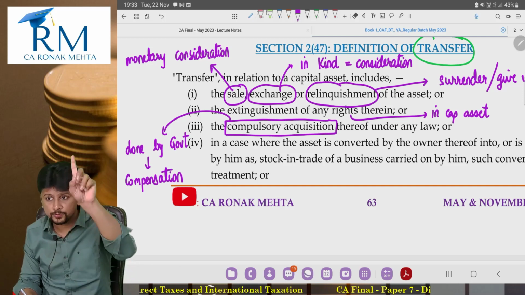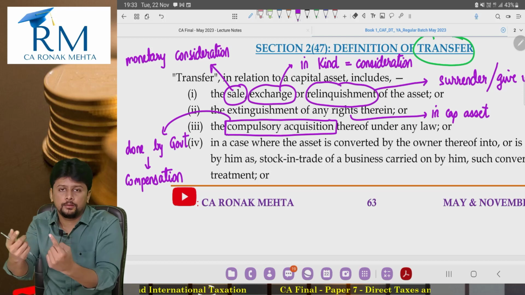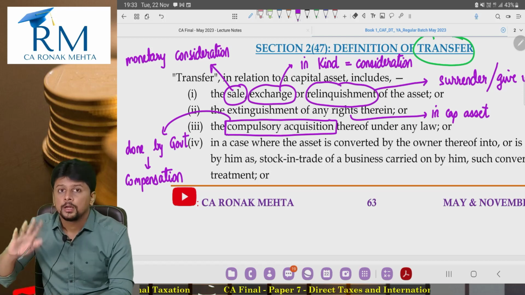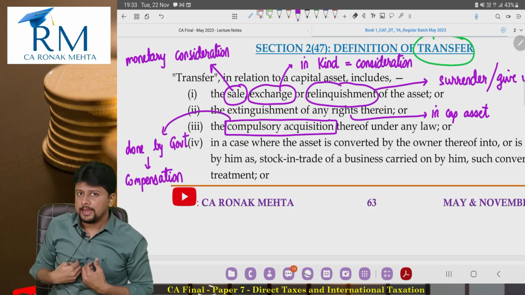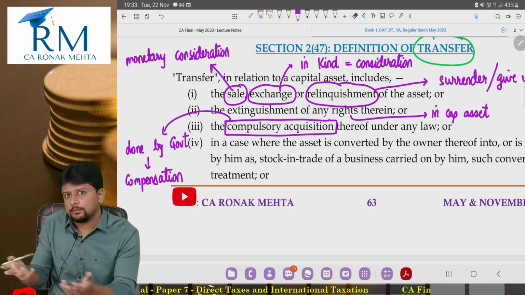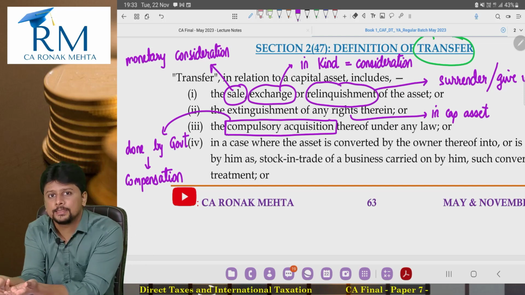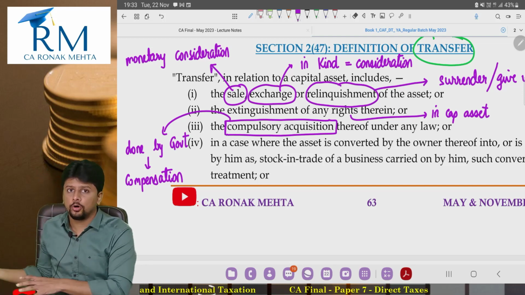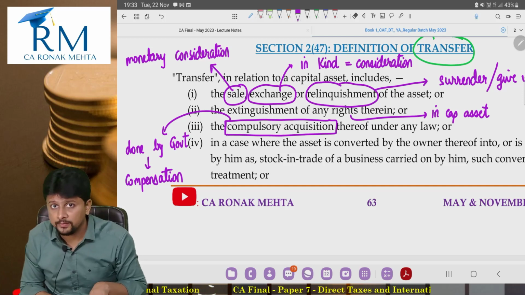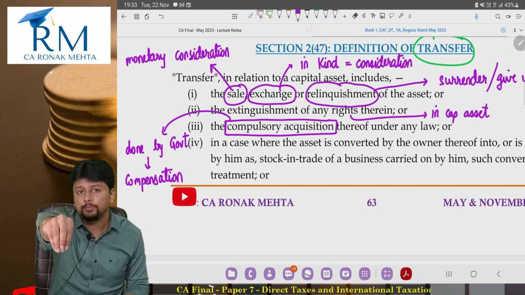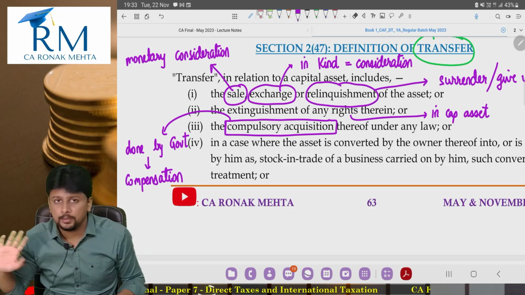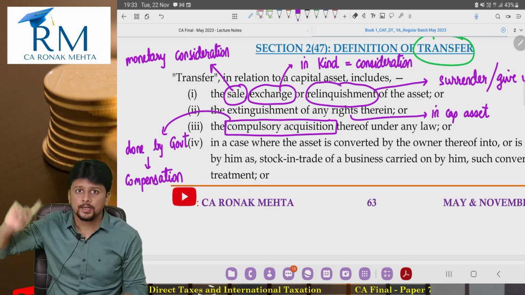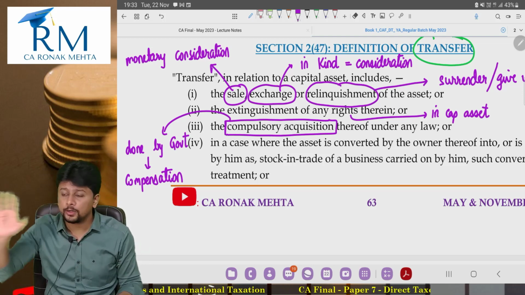Sale, first point, the two parties are willing to do the transaction. Compulsory acquisition, I am not willing to give it to the government, but the party on the other hand is government. It is compulsory as per law. Only government can do it, by the way. One individual cannot compulsorily acquire your capital asset. This is the power given to the government only as per law.